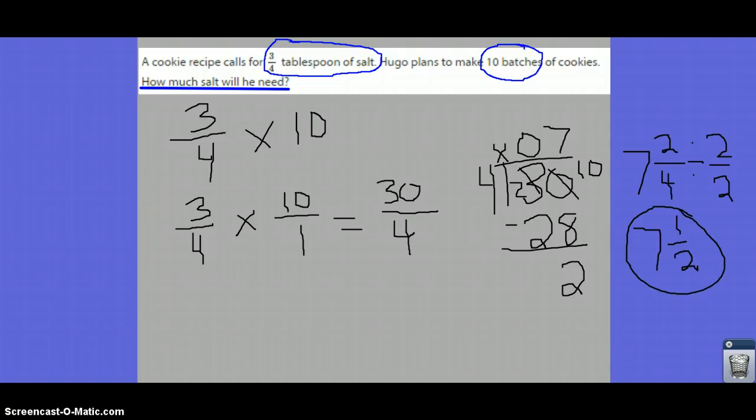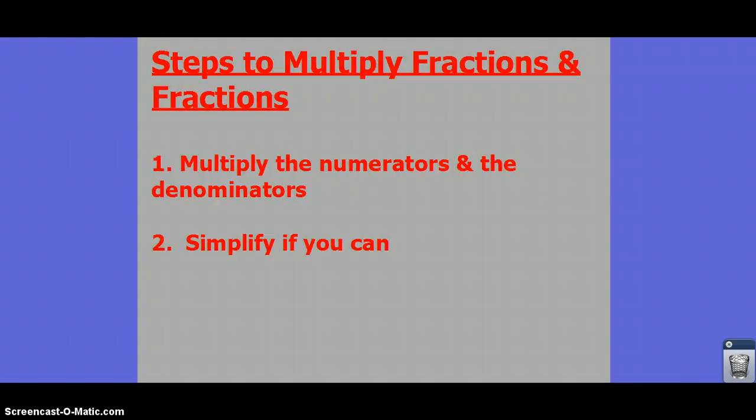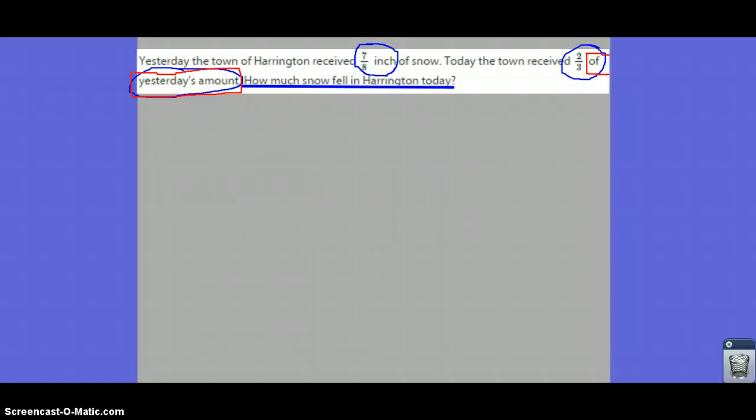Okay. Another problem you're going to see with multiplying fractions is multiplying a fraction times a fraction. This is the easiest because all you have to do is multiply the numerator straight across and the denominator straight across, and then simplify. So yesterday, the town of Harrington received 7/8 inch of snow. Today, the town received 2/3 of yesterday's amount. How much snow fell in Harrington today?